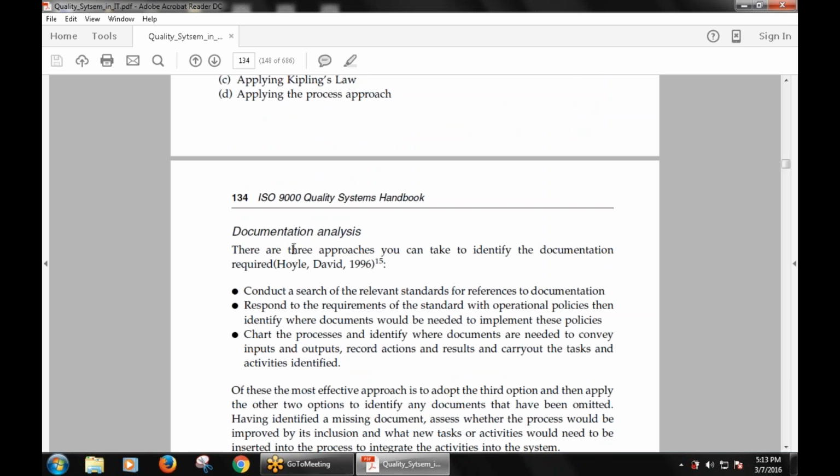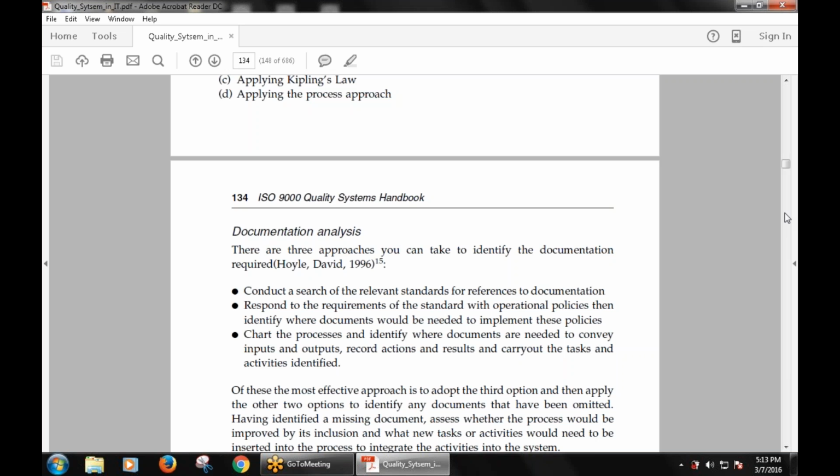So first of all, let's see the various documentation analysis parts. There are three approaches you can take to identify the documentation required. So what are the three approaches? Whenever you want to analyze the documentation, the first is to conduct a search of the relevant standard for references to documentation. That is, what are the various standards or methods used for the references to the documentation part.